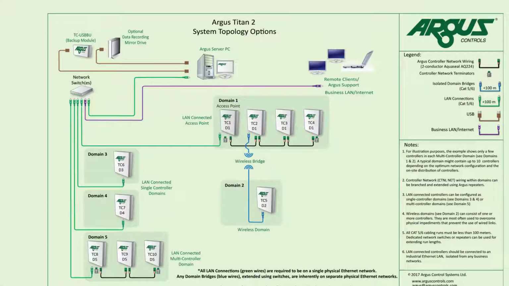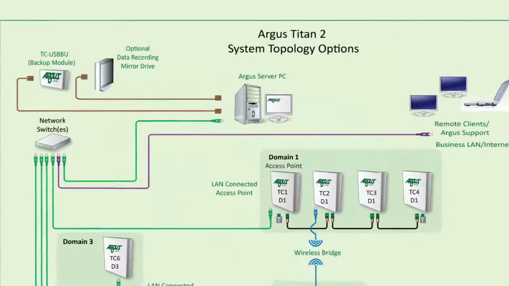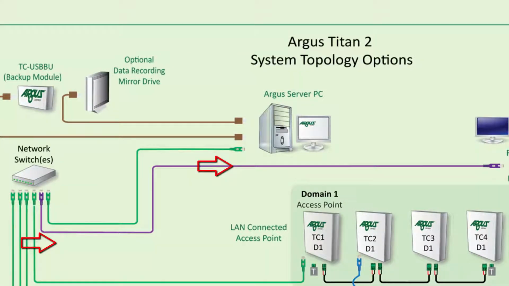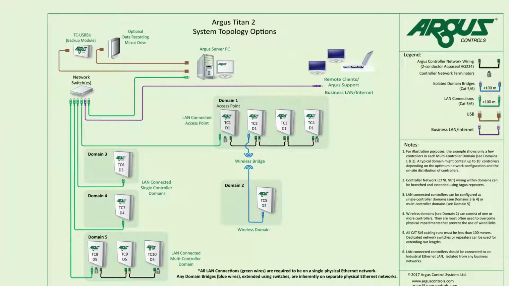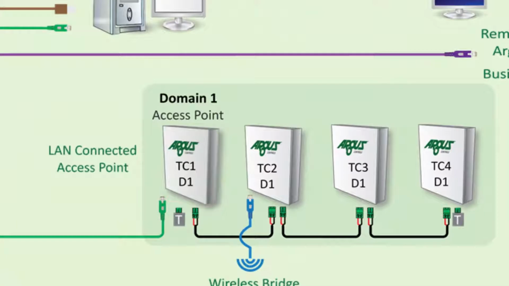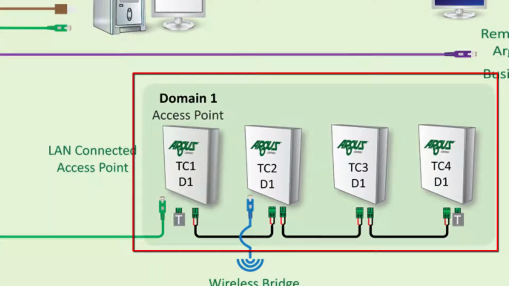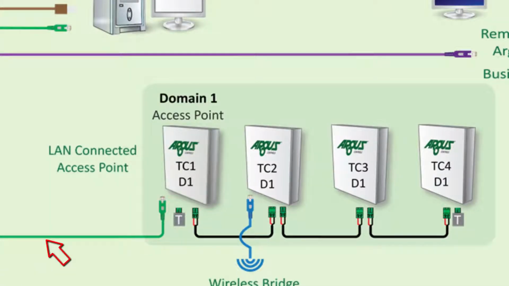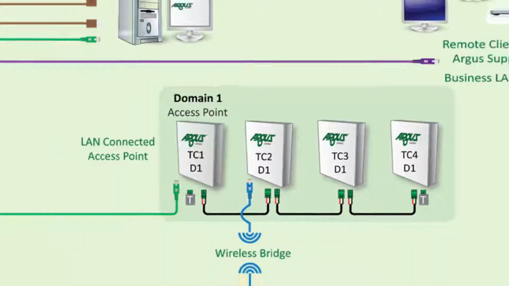Argos controller network consists of connections between controllers within the same domain using Aquaseal cable and connecting using Ethernet to a network switch on a proprietary Argos communications network. LAN, also called the business LAN or Internet. The connection into the network through the switch. It must be kept separate from the Argos controller system network. Domain. Domain is a group of Argos controllers connected by the Argos controller network. Each controller connected to a network switch forms a separate domain that communicates directly to the Argos Server PC.